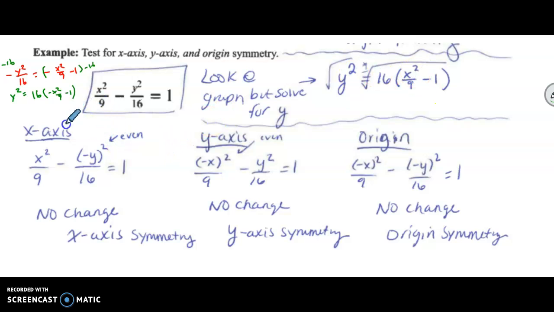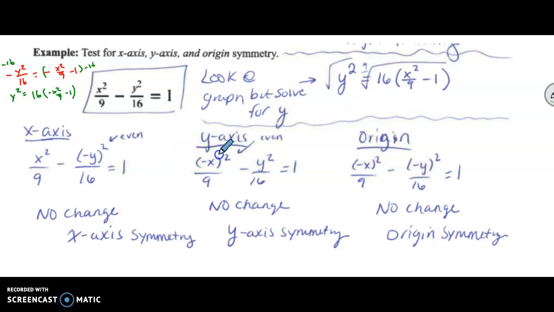Regardless, when we test for symmetry, we can still use the original equation, so that's what we did. With respect to the x-axis, remember we changed the y. We substitute in a negative y, and negative y squared still becomes positive y squared. So we end up with the same thing. There's no change, it's exactly the same. Therefore there's x-axis symmetry.